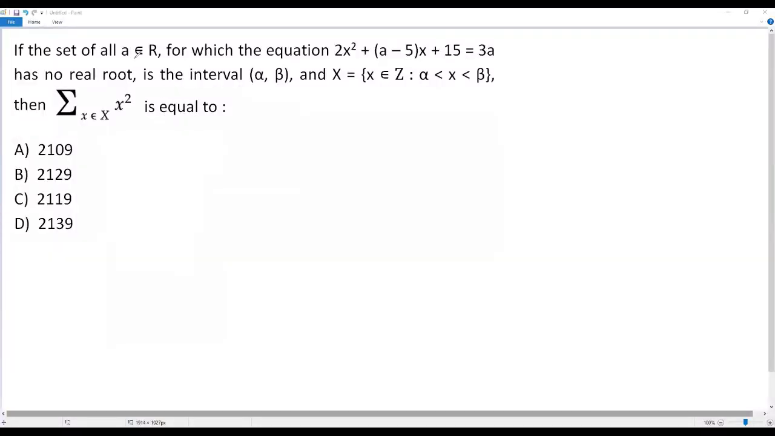If the set of all a belongs to R for which the equation 2x² + (a − 5)x + 15 = 3a has no real root is the interval (α, β), and X = {x ∈ Z : α < x < β}, then the summation of x² over all x belonging to X is equal to?